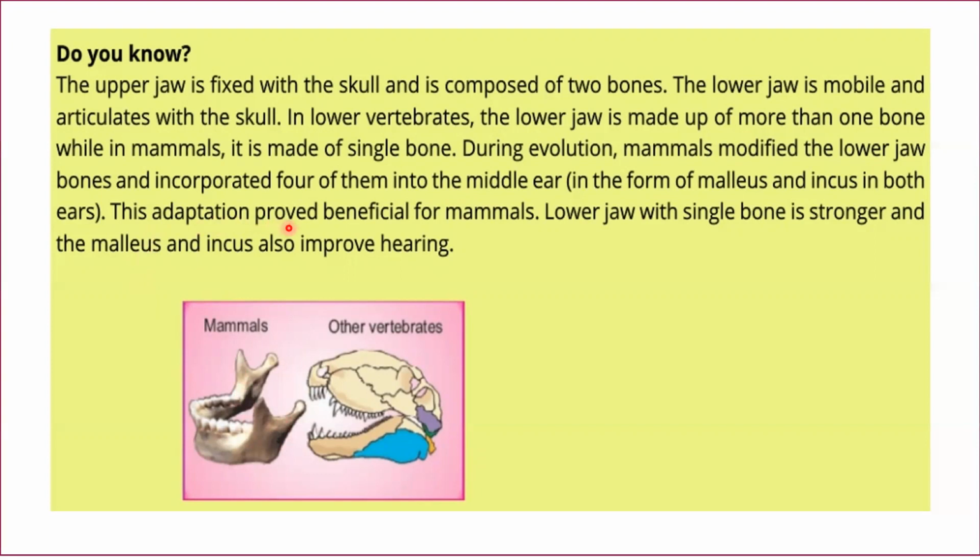This adaptation proved beneficial for mammals. How? There is no articulate structure present in the lower jaw. First benefit is that the lower jaw with a single bone is stronger, and the malleus and incus also improve hearing.